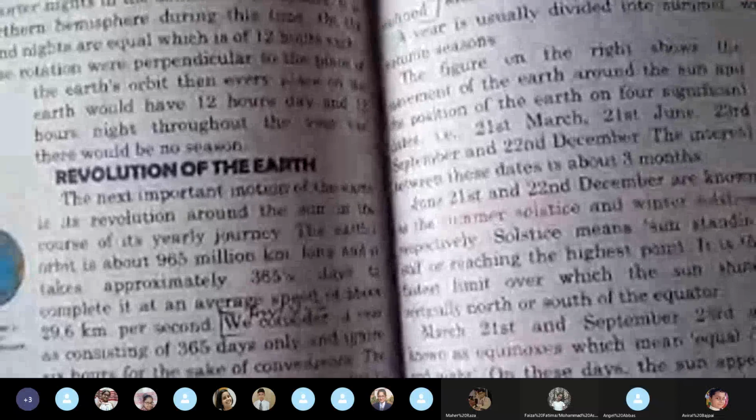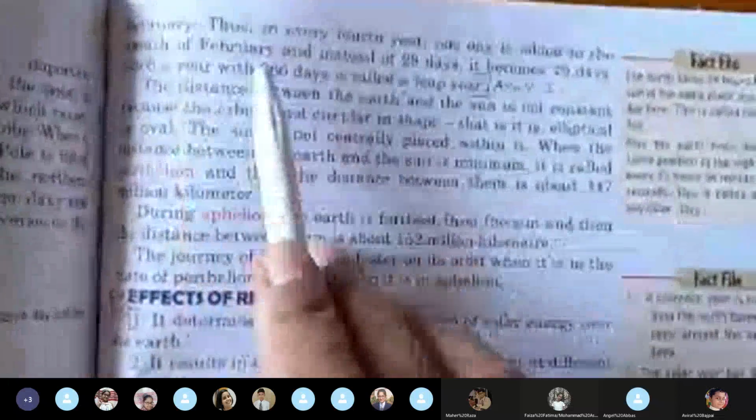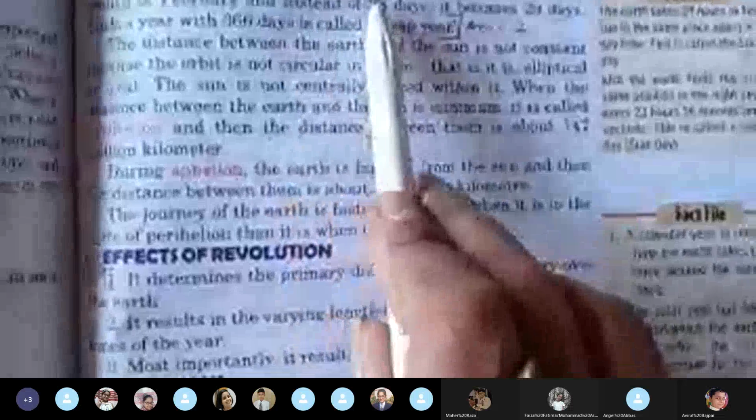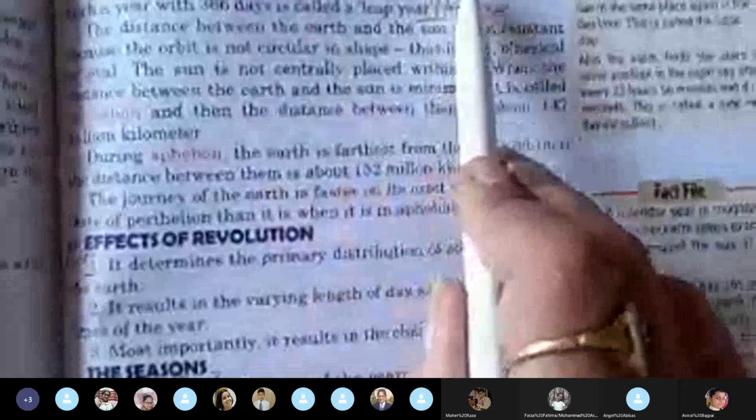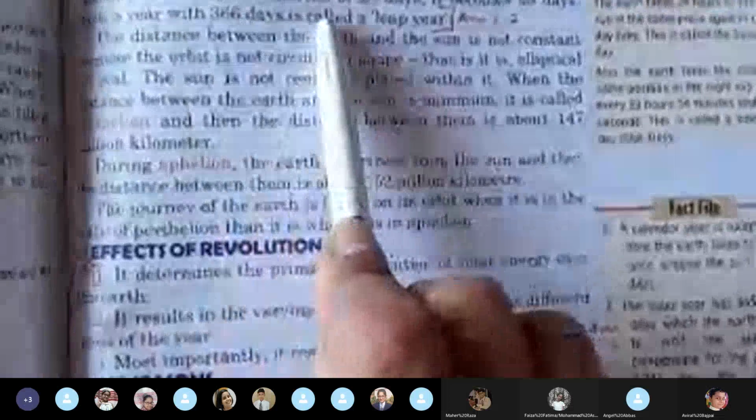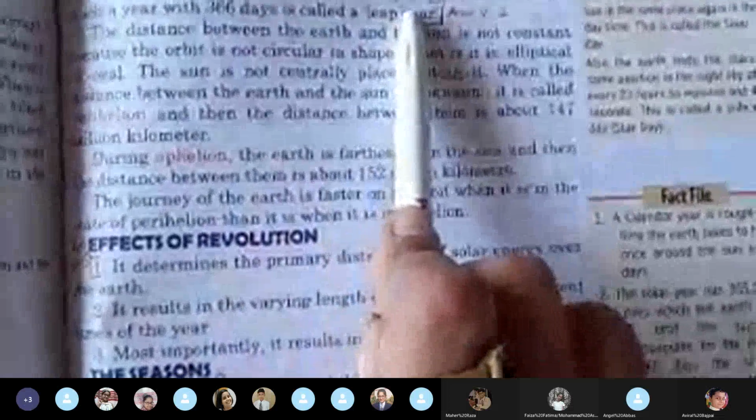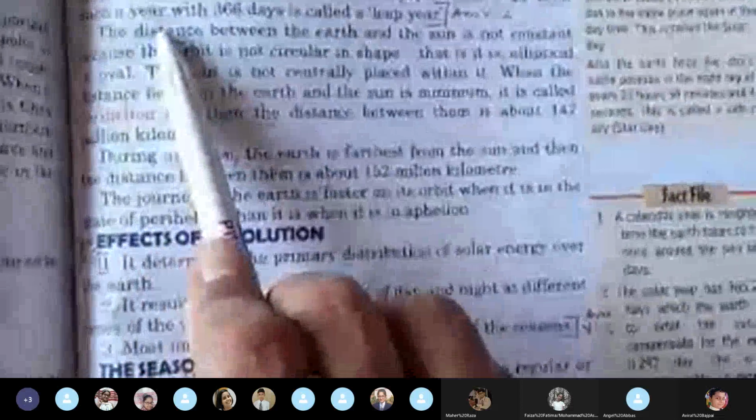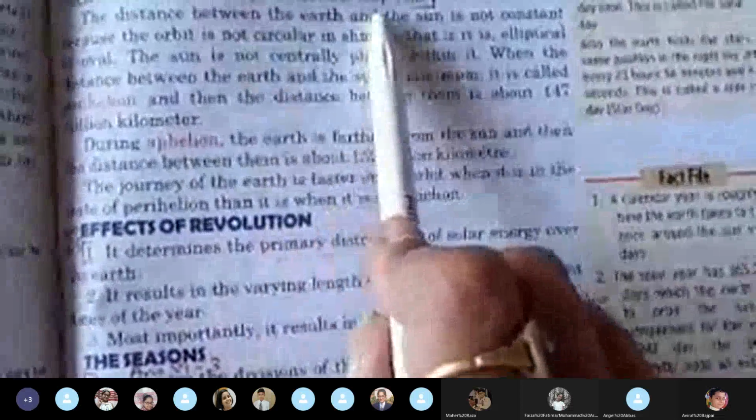This surplus day is added to the month of February. Thus, in every 4th year, one day is added to the month of February, and instead of 28 days, it becomes 29 days. Such a year with 366 days is called a leap year. This is your answer, 5-2. Marked.